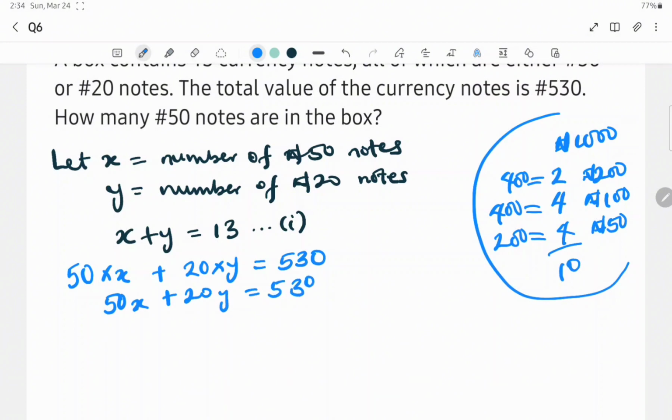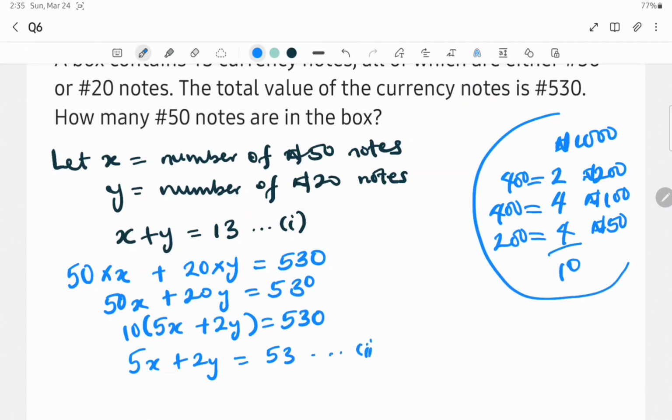Now, I have my two equations. But before I call this equation 2, I can see that all the terms in this equation are multiples of 10. So I want to factorize 10 out. 10 into 5x plus 2y equals to 530. If you choose not to factorize out, that's fine. You will still get the same answer if you solve carefully. So let me divide both sides by 10. That means I'm going to have 5x plus 2y equals to 53. So let me call that my equation 2.